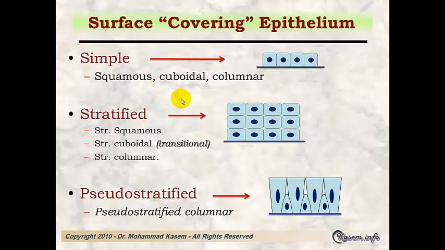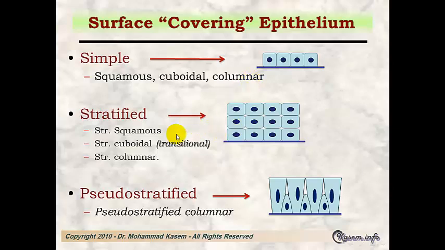What is the difference between the three types? The simple is simple in structure, like this single row of cells on a basement membrane. This is a simple epithelium. It may be simple squamous, simple cubical, or simple columnar.